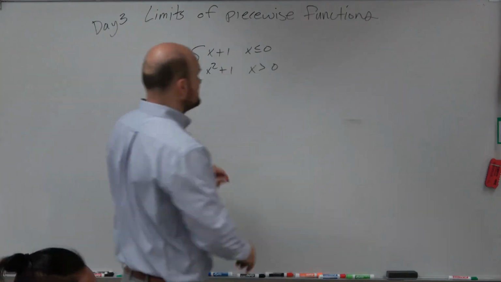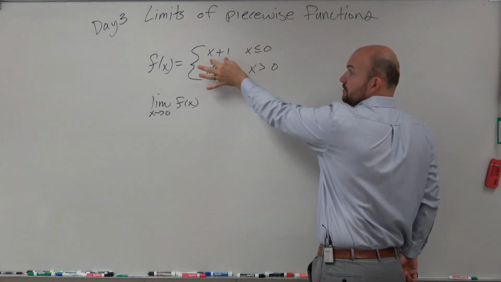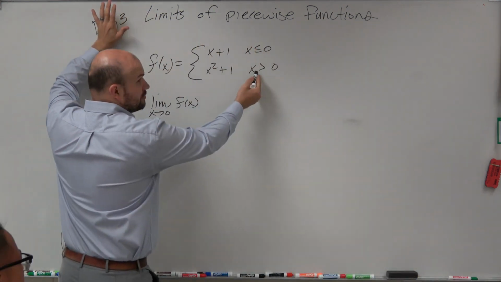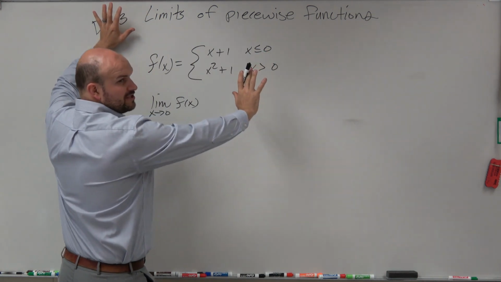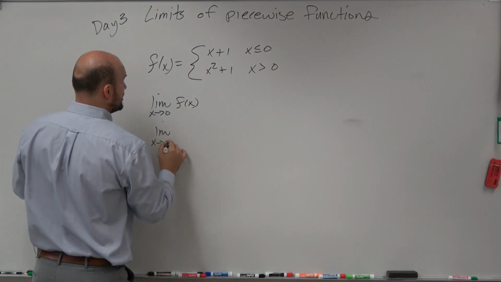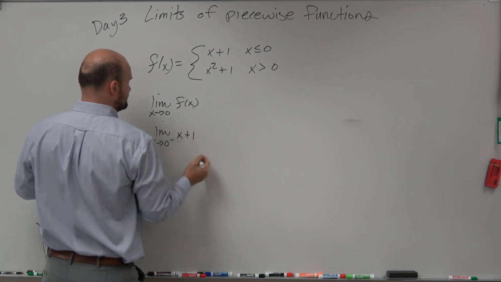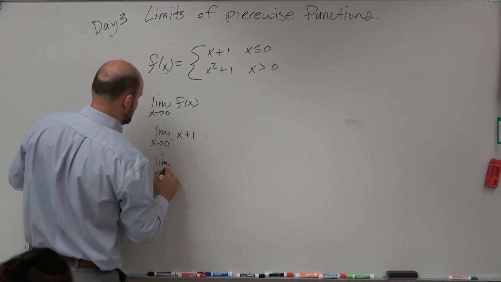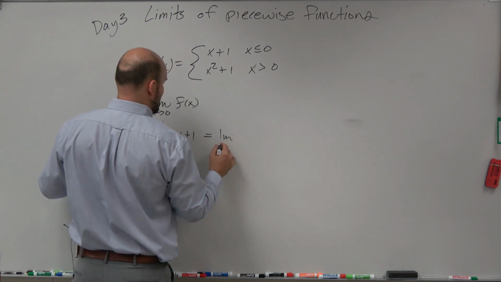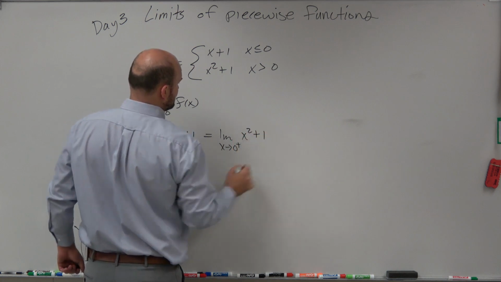So you don't need to graph this, but here is 0. Here's the limit that we're trying to find, as x approaches 0. This function is for all the values that are less than 0, so that's going to be your left-hand limit. And this function is for all values that are greater than 0, so that's going to be your right-hand limit. Would you guys agree with me? So the limit as x approaches 0 from the left is x plus 1, and that has to equal the limit as x approaches 0 from the right, which is x squared plus 1.